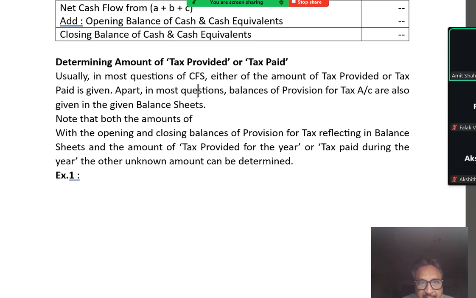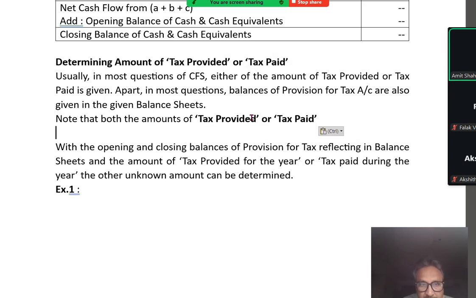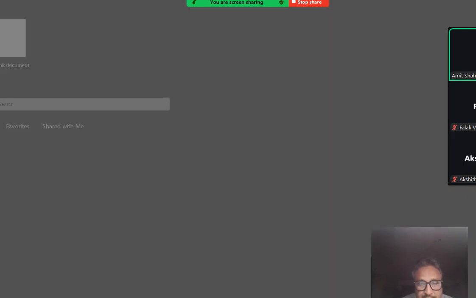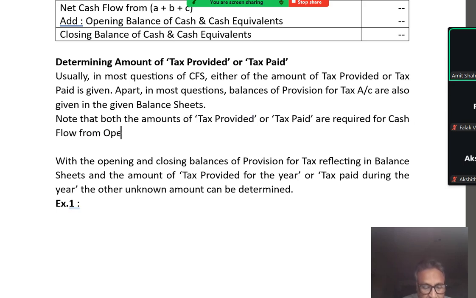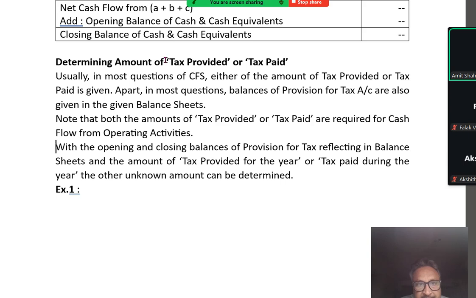Both the amounts of tax provided and tax paid are needed for cash flow from operating activities. So that is why we should know both these amounts.